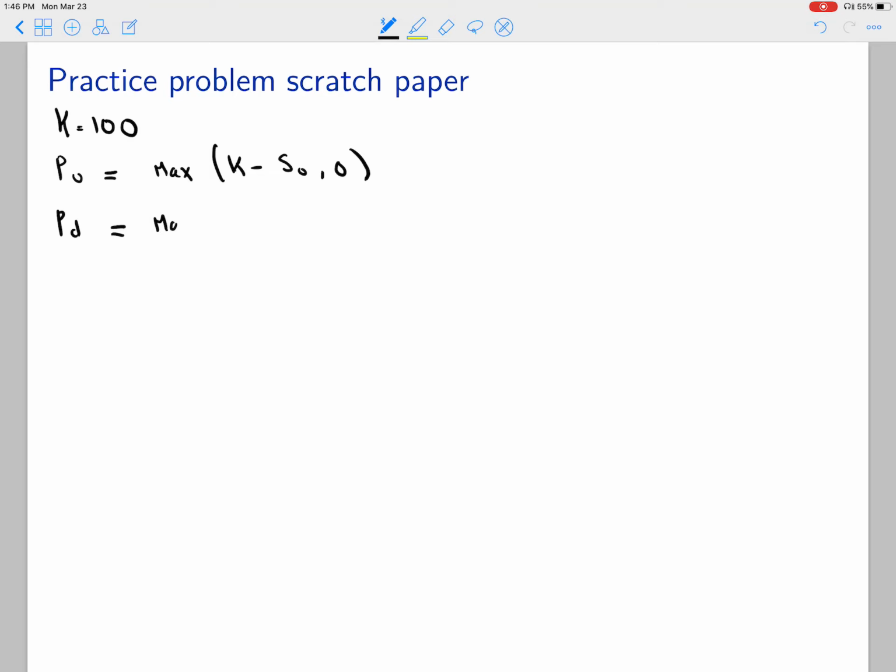In the down state, it's equal to the maximum of the strike price minus the stock price, but this time in the down state of the world, and 0. Let's plug in our inputs in both cases.